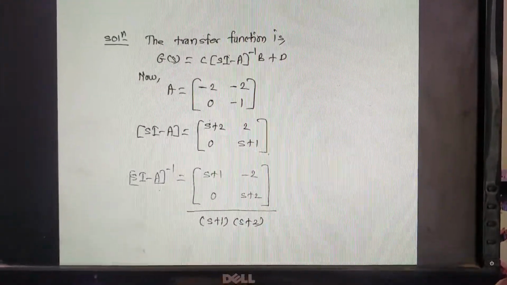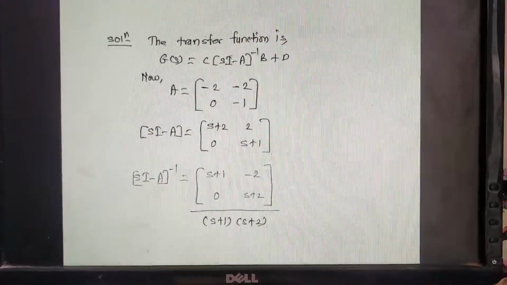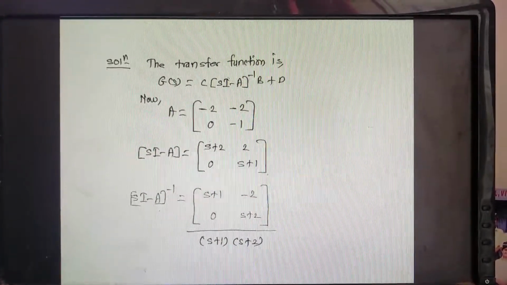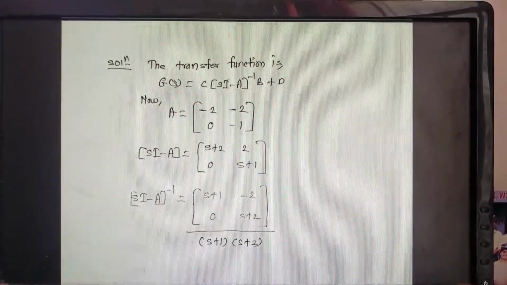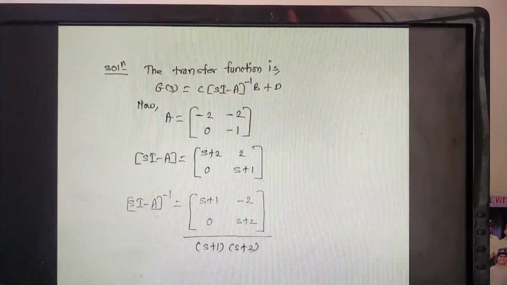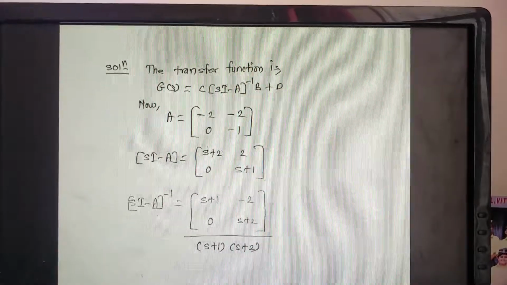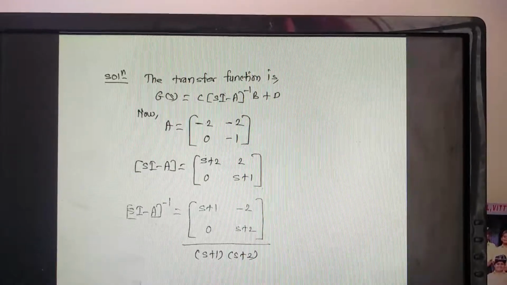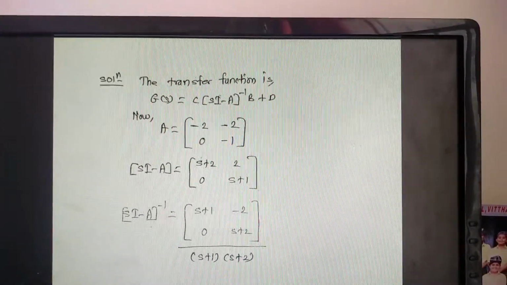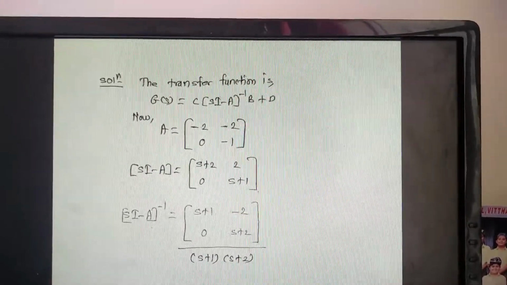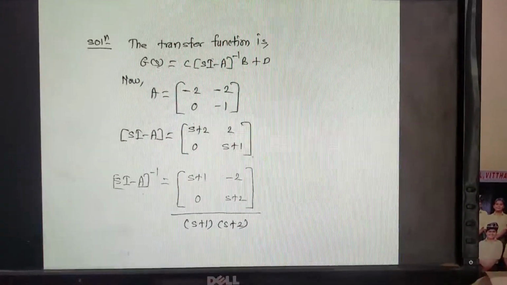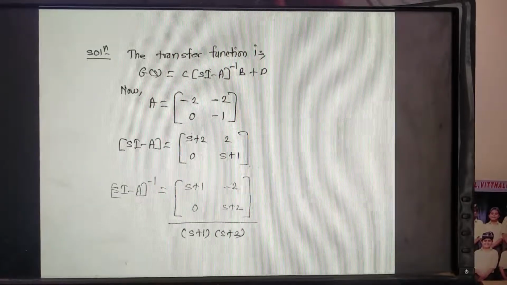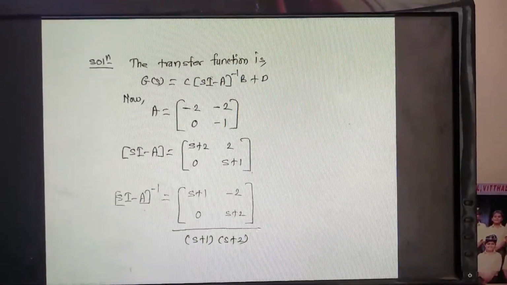In order to obtain (sI - A)^-1, we are using adjoint method. How to calculate (sI - A)^-1 using adjoint method? It is very simple for a 2 by 2 matrix. Simply swap the diagonal elements, and the non-diagonal elements are to be maintained as they are with reversal of sign. You can check the value of (sI - A)^-1. The diagonal elements are exchanged, so s plus 2 is becoming s plus 1 and s plus 1 is becoming s plus 2. Similarly, the non-diagonal elements are having a reversal of sign, so 2 is becoming minus 2 and 0 is remaining as it is.